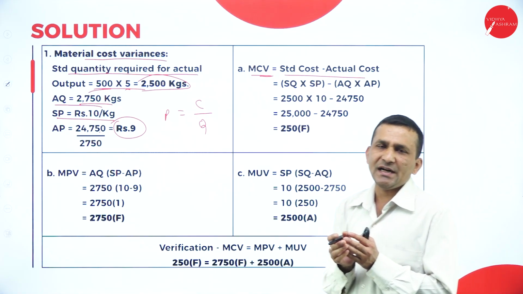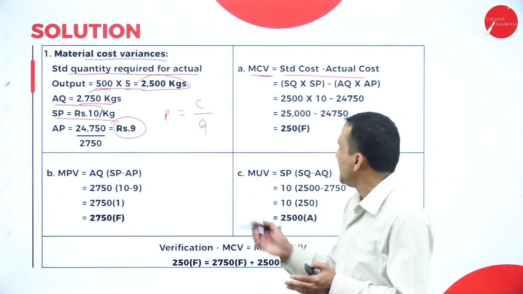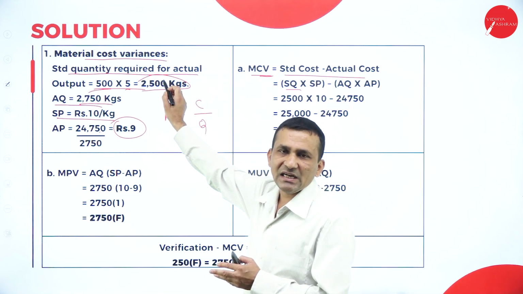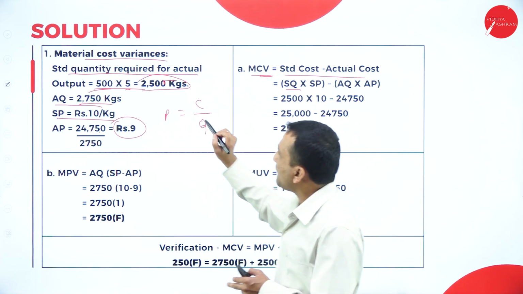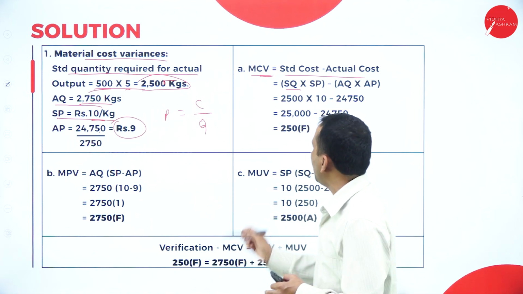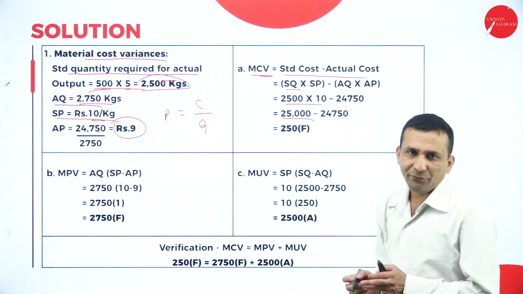How to find out standard cost? Standard quantity into standard price. The standard quantity we just calculated is 2500. Now the standard price is also given in the question, 10 rupees. So if you multiply, you're getting 25,000.